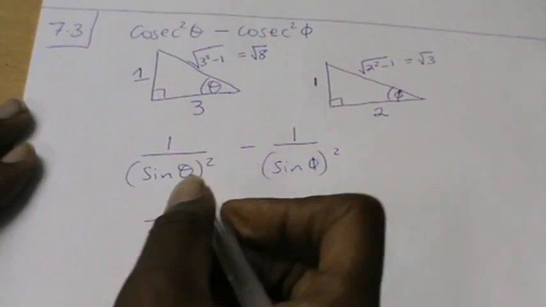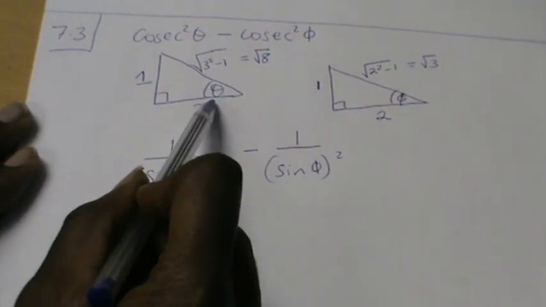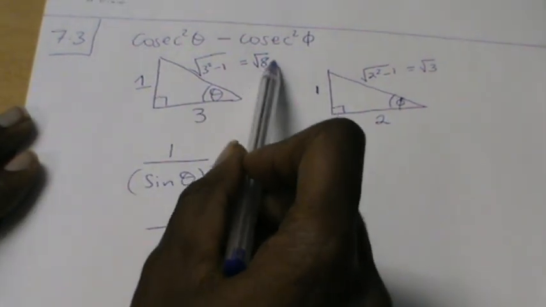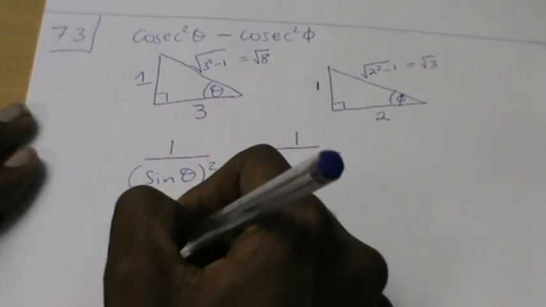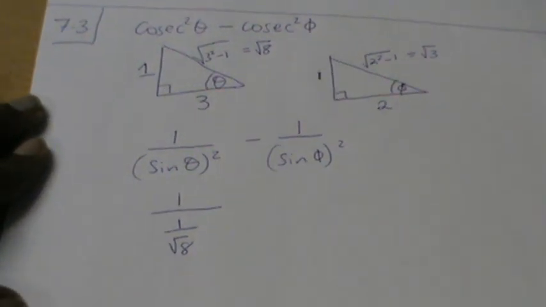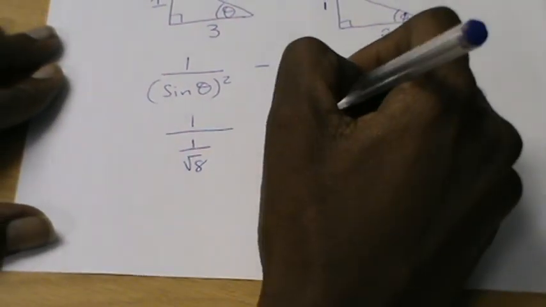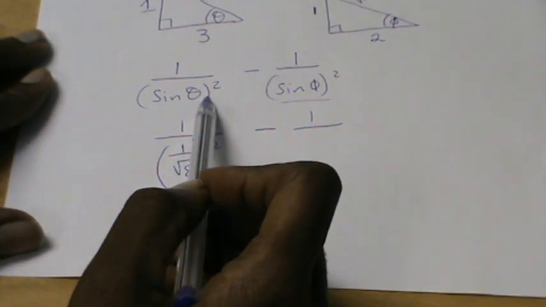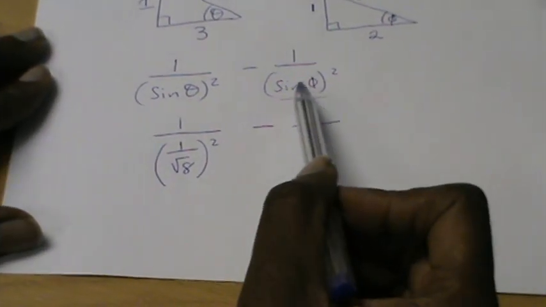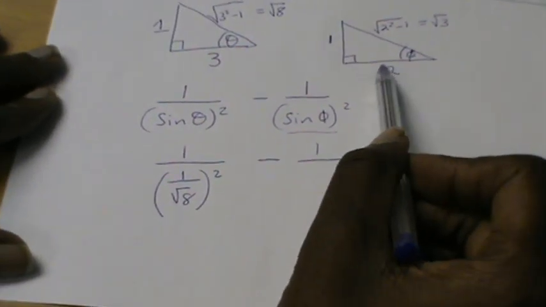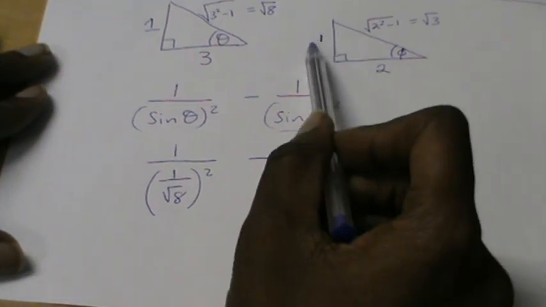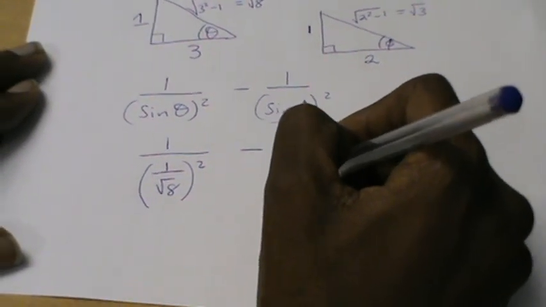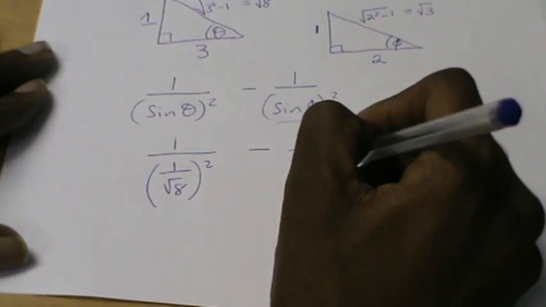I have 1 over sine of theta. I go to this triangle because this is where theta is. Sine is the opposite over the hypotenuse, so it's 1 over the square root of 8. And then I do the same thing with this one. Oh sorry, I forgot, this must be squared because it's squared over there, so this must also be squared. Then sine of phi, I go to this triangle here that has phi, the opposite over the hypotenuse, so it's 1 over the hypotenuse squared.